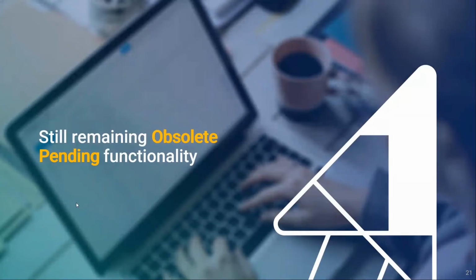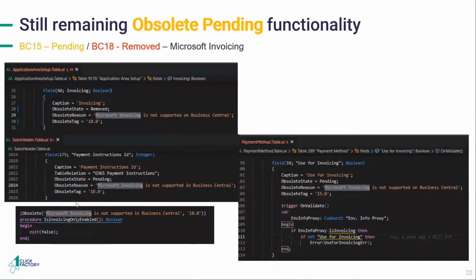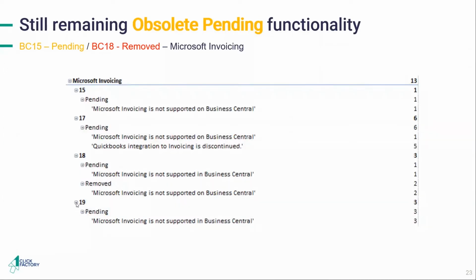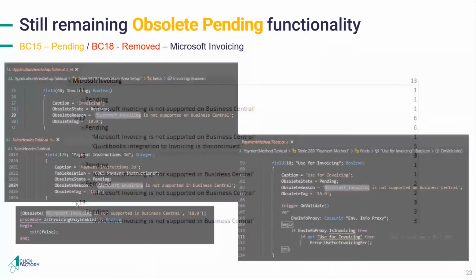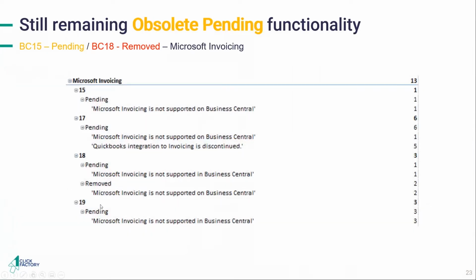So now the topic will be the remaining obsolete pending functionality from all the older releases. Microsoft invoicing is still pending to be removed. In Business Central 18 only a part was removed, but maybe this is because 19 introduced 3 more pending places to the Microsoft invoicing. This is why it's not yet removed, and I don't think it will be removed in the next release. So we'll still see this 1 year period as the 19 version has the pending tag applied.